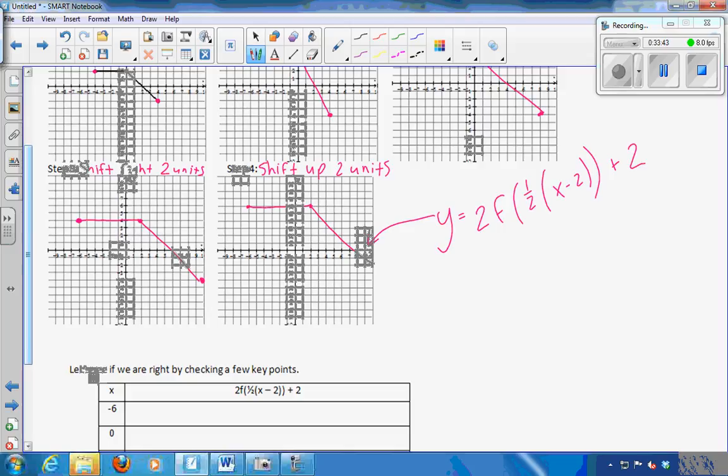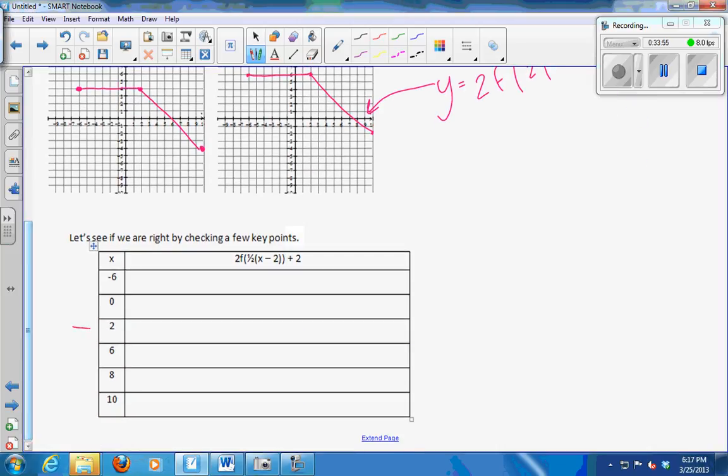If we wanted to check a point, let's say when x is 2, y is supposed to be 6, right, in my transformed function. So I'm just going to check when x is 2 by plugging into the actual formula. So this is going to be 2 times f of 1/2 times 2 minus 2, plus 2. So I just replaced the x in the formula with the x value of 2. I'm hoping that this is going to come out to 6 because that's what I got as my y value by transforming.